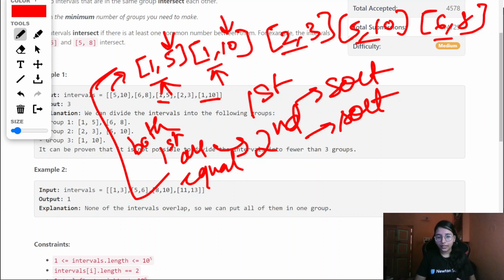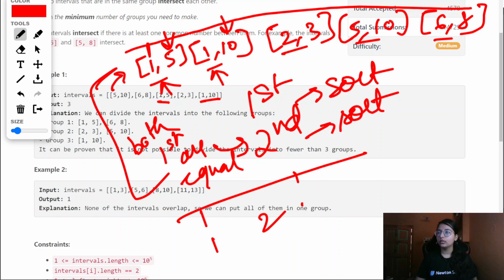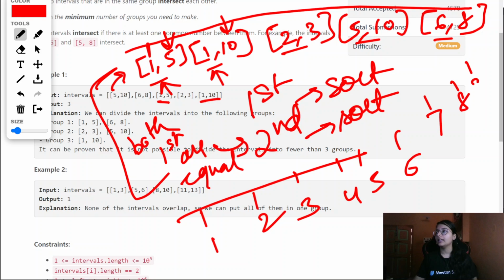So why are we sorting? Now that is the question. We are sorting so that we can check. See, if they are already sorted, then it becomes easy for us to represent them on the number line, right? You can easily take 1, 2, 3, 4, 5, 6, 7, 8, 9 and 10. Now you can easily see on the number line which intervals are overlapping and which are not.